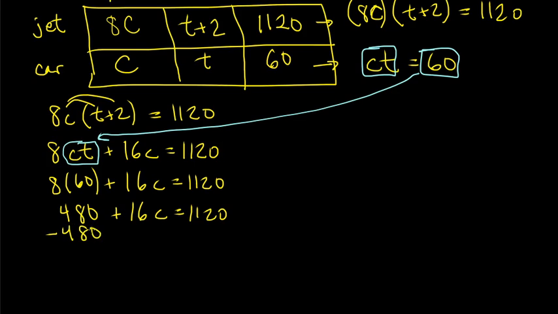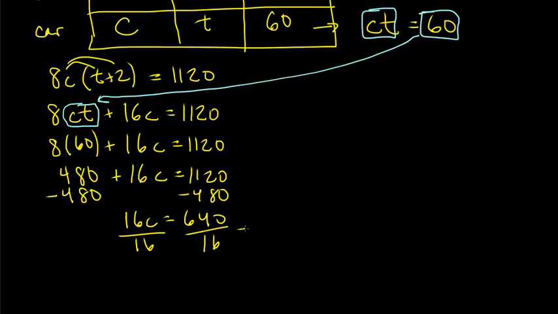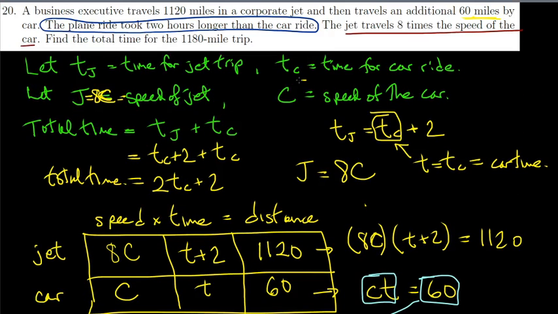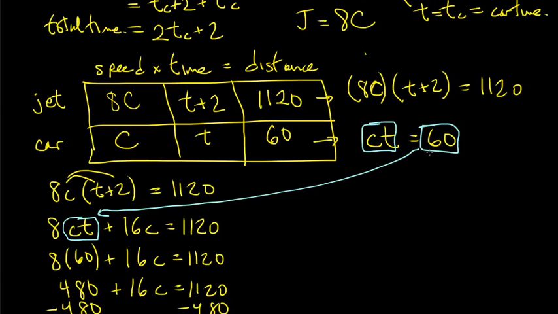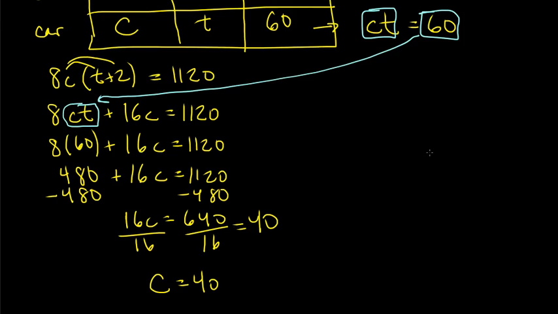So let's take away the 480 from both sides. And that's 640. And if we divide by 16, 640 divided by 16 is just 40. So that's C, right? C is 40. What was C? C is the speed of the car. So that must be 40 miles per hour.